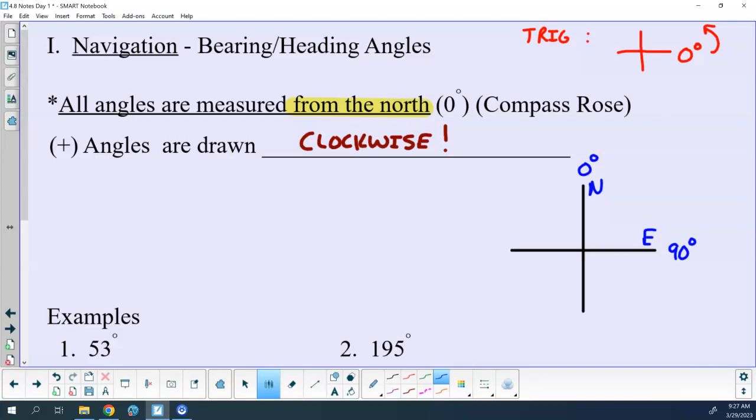South is down, and that's 180 degrees. West is to the left, and that is now 270 degrees.